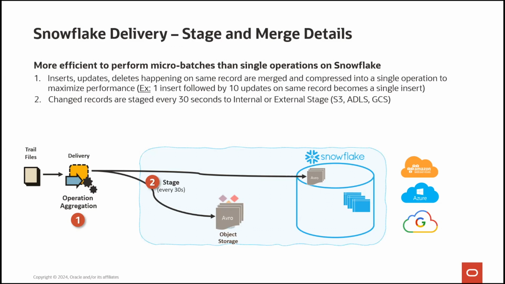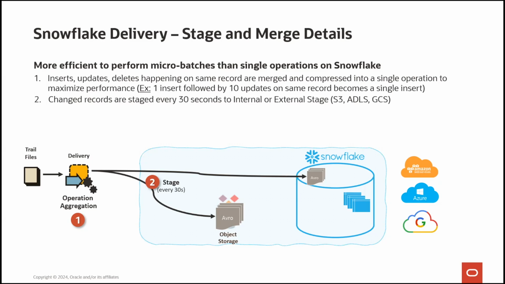The data is staged every 30 seconds by default. That's what we call the flush interval in GoldenGate. This can be configured by the user. You can set it to 5 minutes. You can set it to 1 second. You can set it to an hour if you want to.